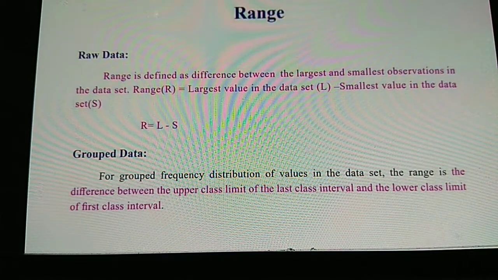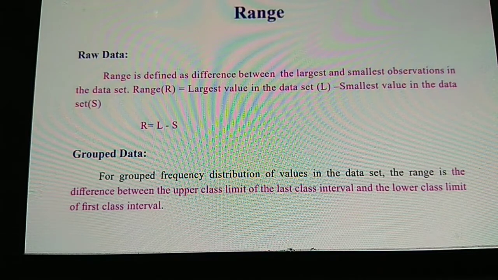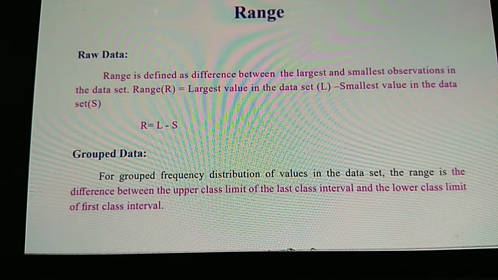The first one, the range. The range is defined as the difference between the largest and smallest observation in the data set. The range R equals the largest value in the data set, notation L, minus the smallest value of the data set, notation S. The range R equals L minus S, that is the formula.